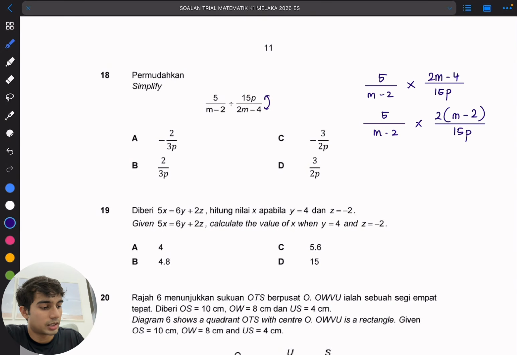Okay. Then the m minus 2 and m minus 2, we can cancel off, because if you have one on top and one below, basically dividing each other, it cancels off. Then 5 times 2 is 10 over, bottom here we have 15p. So 10 over 15 you can simplify, both you can divide by 5, so you get 2 over 3p.